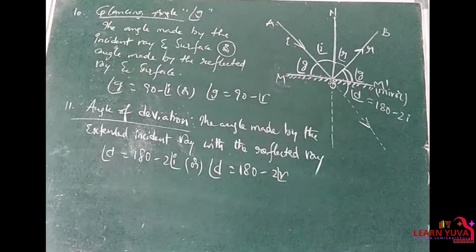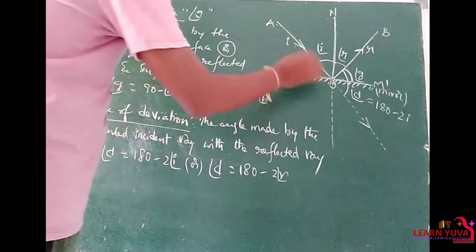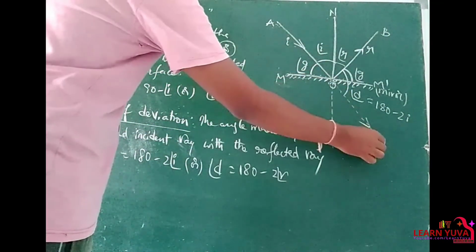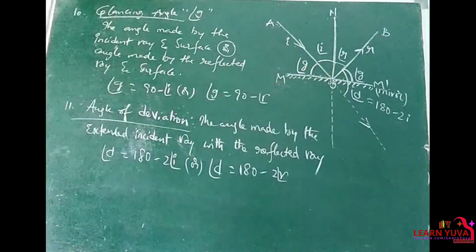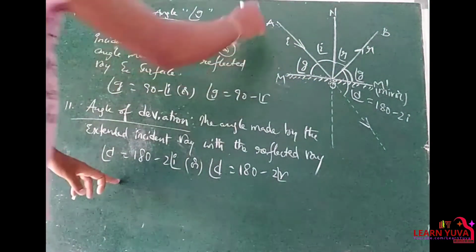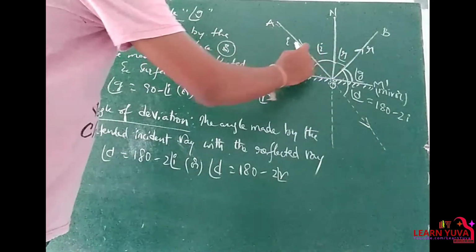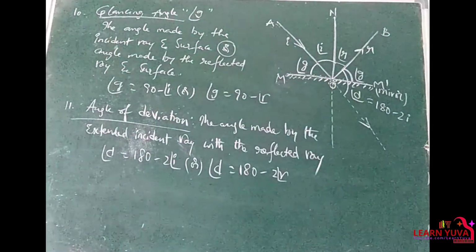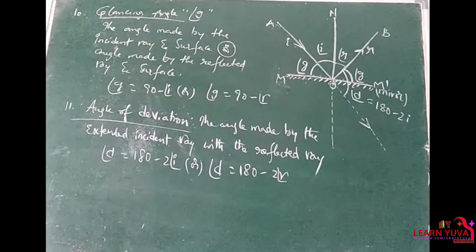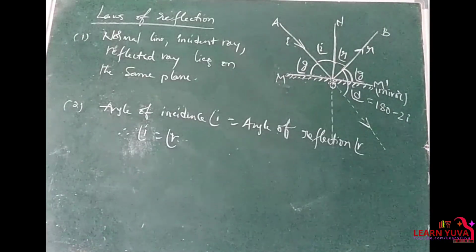Angle of deviation is the angle made by the extended incident ray with the reflected ray. This angle is nothing but the angle of deviation. It has the formula 180 minus 2I or 180 minus 2R. Clear? That's it.